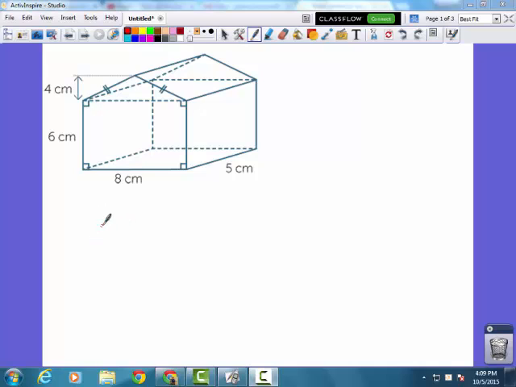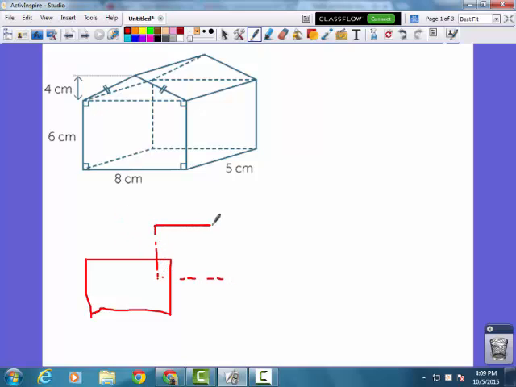If I were to separate these two so that I can find their surface areas individually, let's do that first. My first piece is going to be the rectangular prism. Bear with me, I'm using the computer here, so it's not as good as if I were doing it by hand, but it'll come out alright. So there's the rectangular prism. This is the first piece.